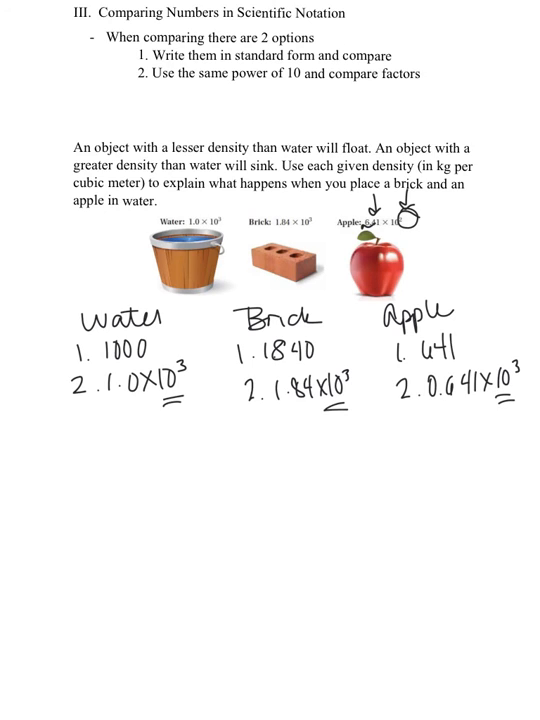The next piece says, explain what happens when you place a brick and an apple in water. Well, since water is at 1,000 kilograms per cubic meter, the brick is denser and it'll sink, but the apple is less dense, so it'll float.